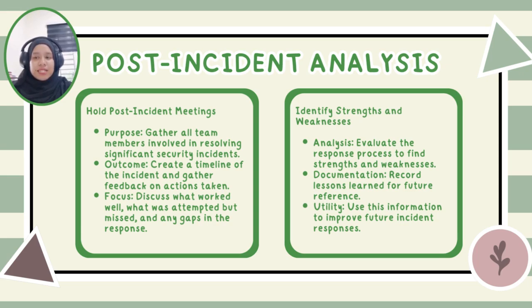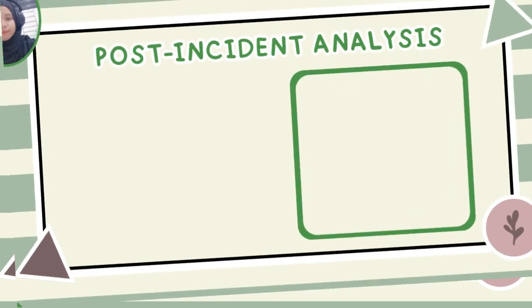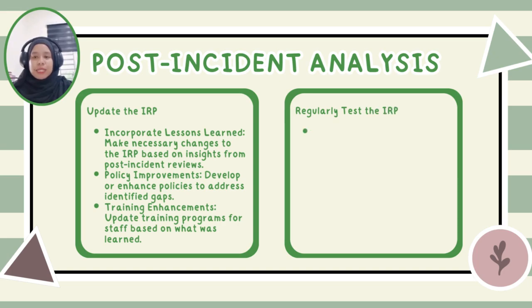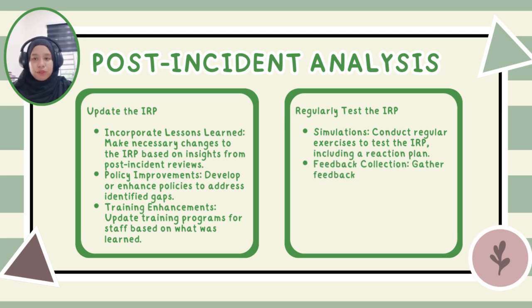Identify strengths and weaknesses. Analysis: evaluate the response process to find strengths and weaknesses. Documentation: record lessons learned for future reference. Utility: use this information to improve future incident response. Update the IRP. Incorporate lessons learned, making necessary changes to the IRP based on insights from post-incident reviews.